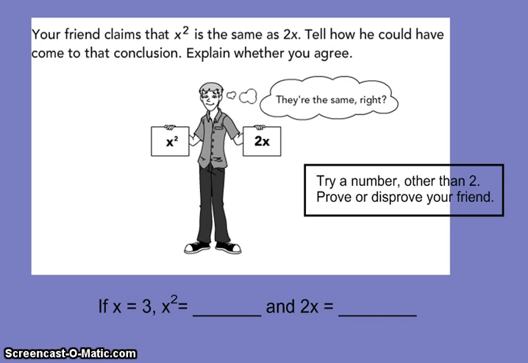x times x is x squared. x plus x is 2x. So if you said your friend was not correct, you were correct. x squared and 2x are not the same thing.